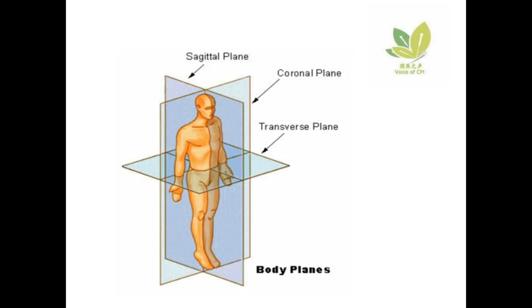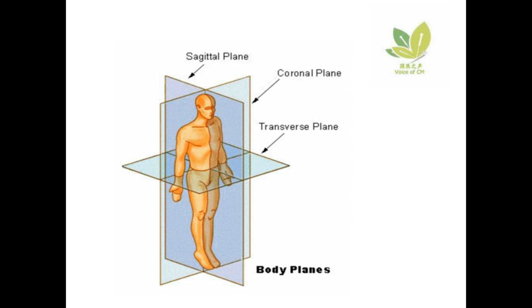On the next slide is a picture of the human body and what are called planes. So planes are cross sections that can divide the body into different segments. The coronal plane is a plane that can separate the body into a front side and a back side, and it goes through the middle of the person.